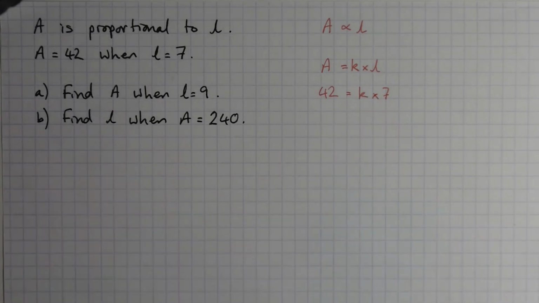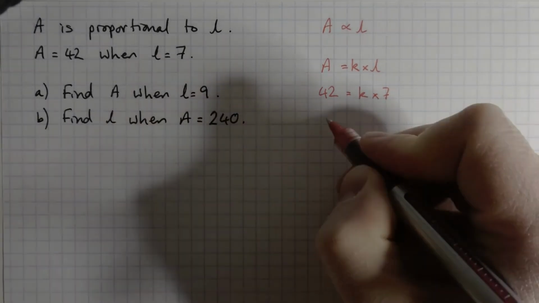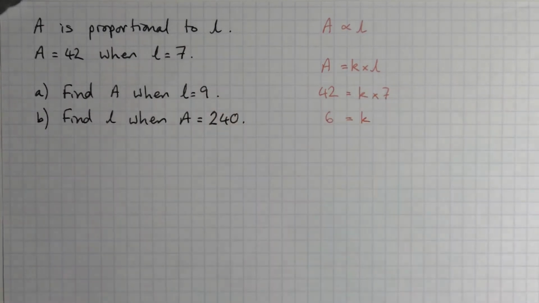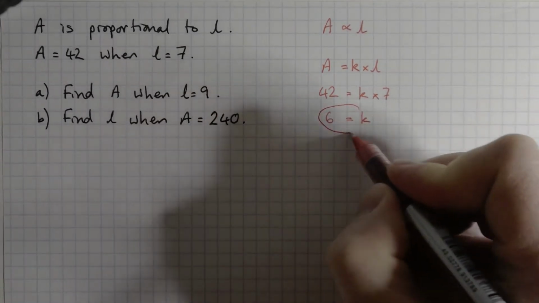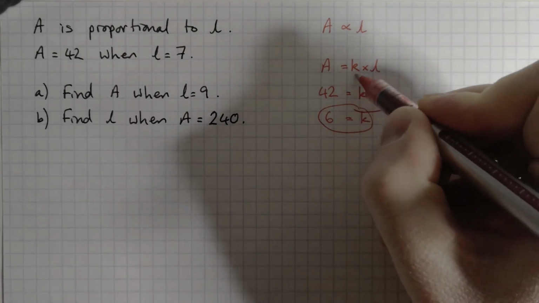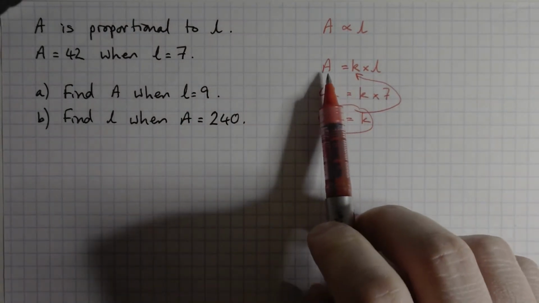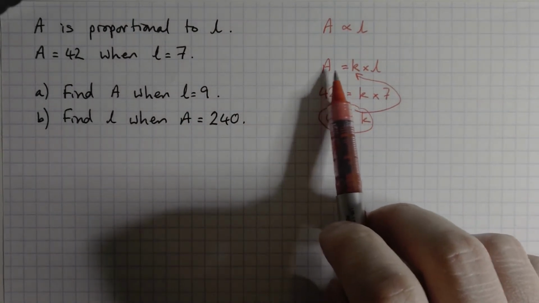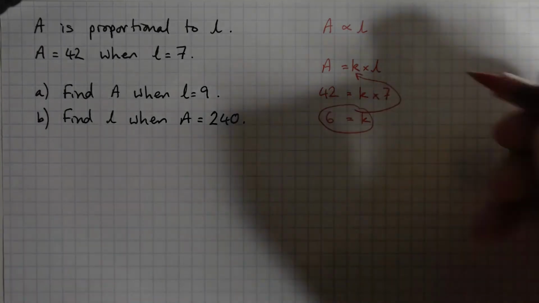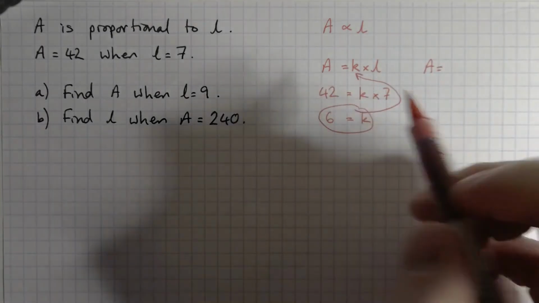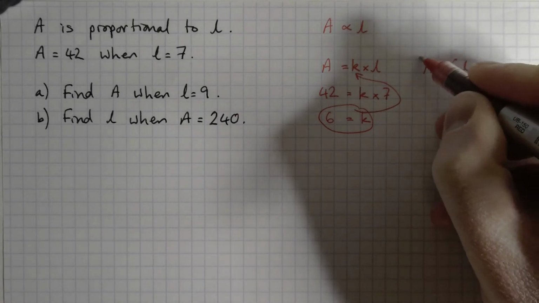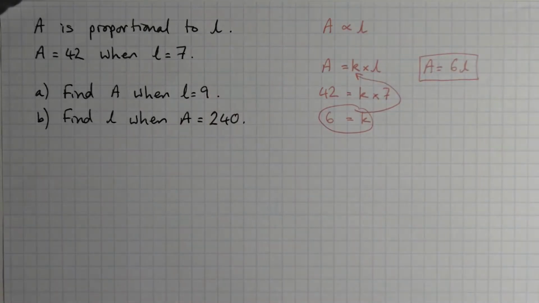The opposite of times by 7 is divide by 7. That's how I'll get k on its own. So divide both sides by 7. That's just 6. And so now I know that k is 6, I can put it back into here. And so originally I was saying that you multiply L by a mystery number to get A, but now I know that actually the mystery number is just 6. So the actual relationship between A and L is actually A equals 6L.